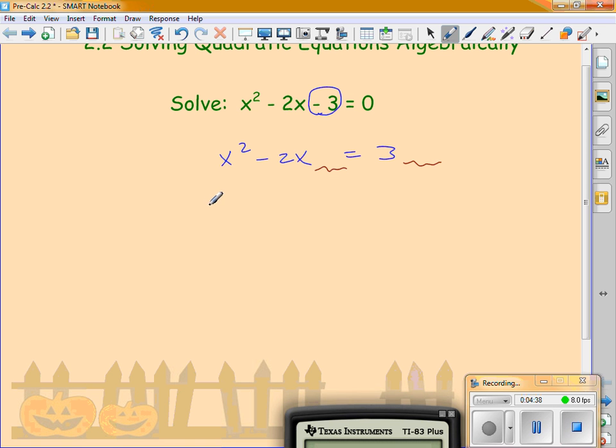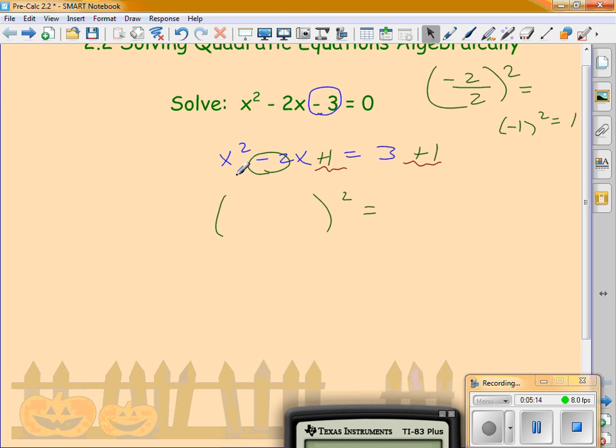So, anyone remember how to complete the square? Okay, that's fine. I take the b, negative 2, divided by 2, and square it. What's negative 2 divided by 2? Negative 1, and square it, and I get 1. So I do plus 1 here, plus 1 here. You have to cut it in half. You're trying to make it a perfect square.